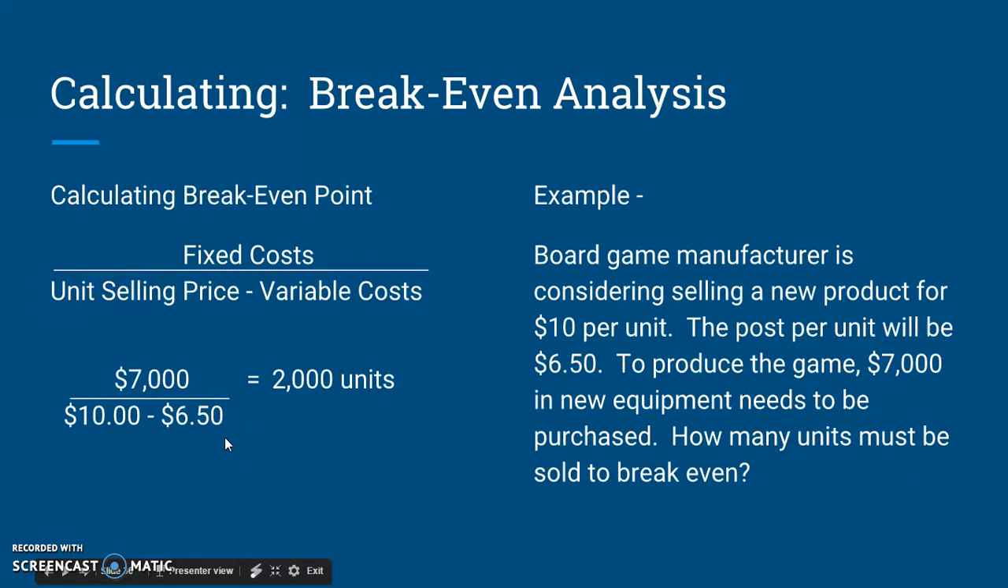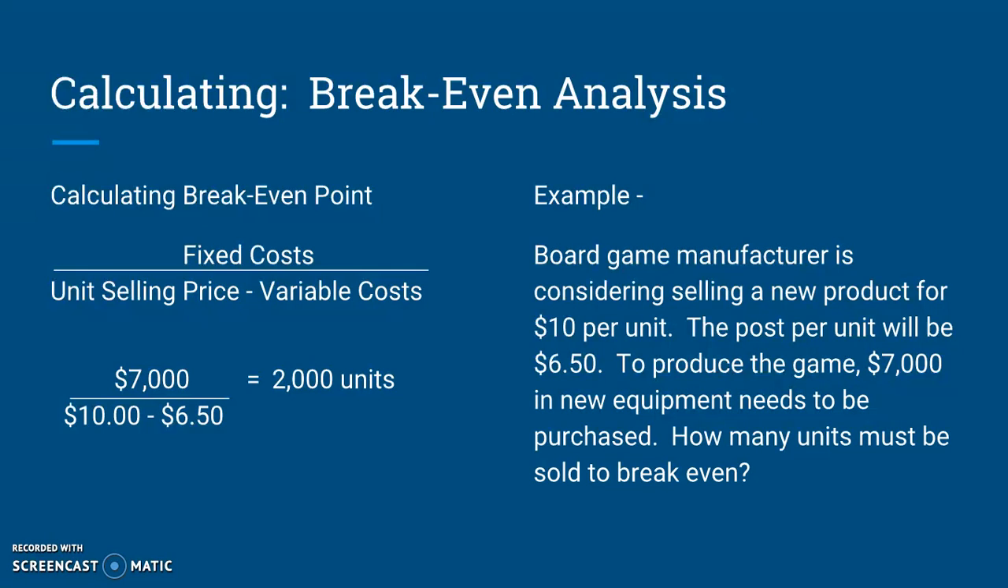Now, taking it a step further, if we wanted to calculate our break-even point by taking our fixed costs divided by the difference of our unit selling price and variable costs, let's take this into an example and put some fictional numbers to it. So we have $7,000 in fixed cost. We have a unit selling price of $10, and we have variable costs of $650, which means that we take $7,000 and we divide that by $350, and we get 2,000 units. So if we sell 2,000 units, we should be able to break even, which means we're going to recoup our investment.